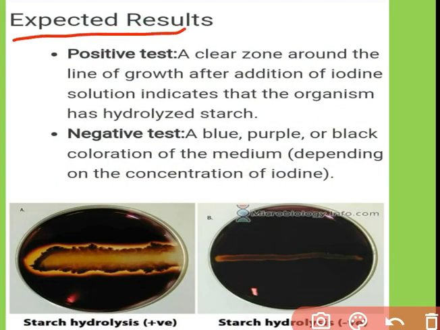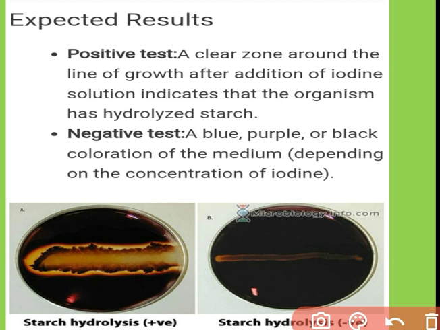A positive test is shown by a clear zone around a line of growth after addition of iodine solution, which indicates that the organism has hydrolyzed starch. The negative test, a blue, purple or black coloration of the medium, depending on the concentration of iodine, shows that the test is negative.